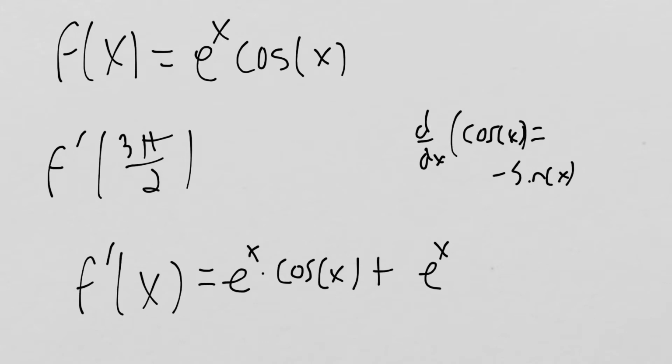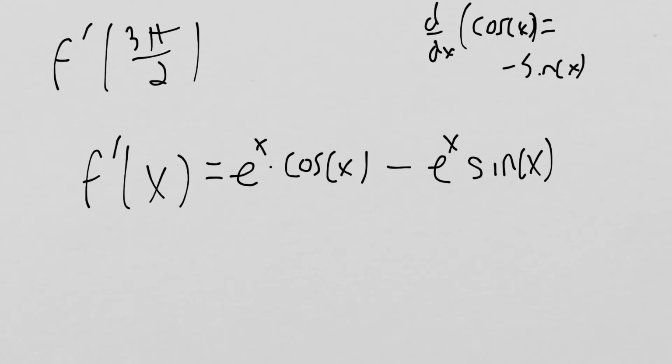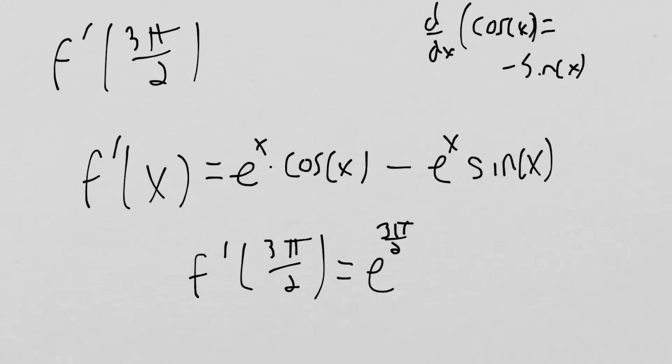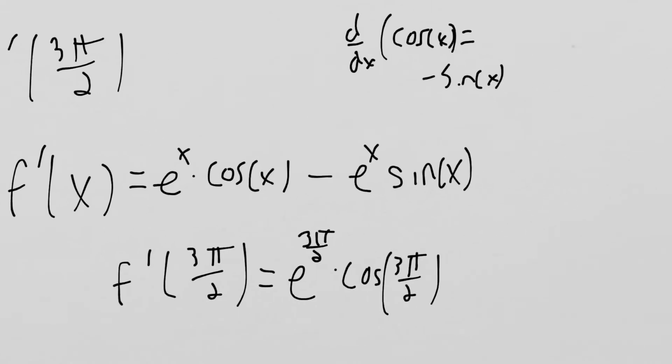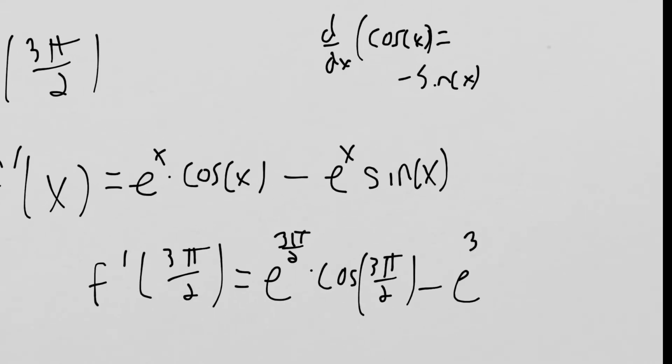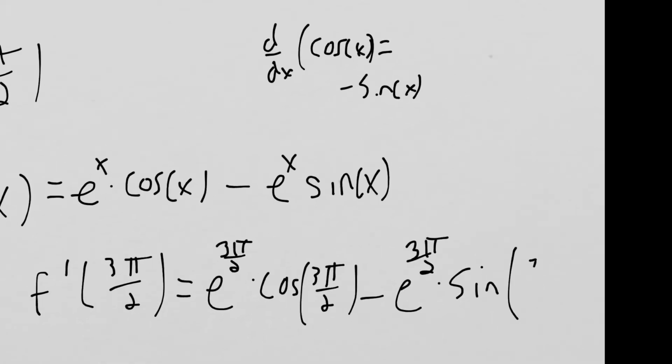So what we should do then is say that this is going to be a negative. So instead of adding, it's going to be subtracting, and then it'll be sine x. So we have e to the x cosine x minus e to the x sine x is our f prime x. Now we're going to plug in 3 pi over 2. So f prime 3 pi over 2 is e to the 3 pi over 2 times cosine of 3 pi over 2 minus e to the 3 pi over 2 times sine of 3 pi over 2.